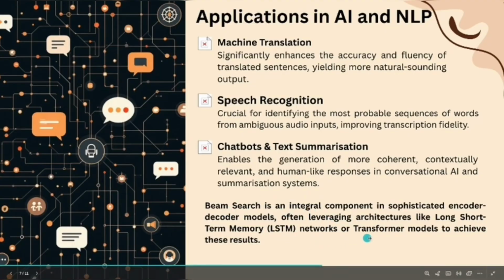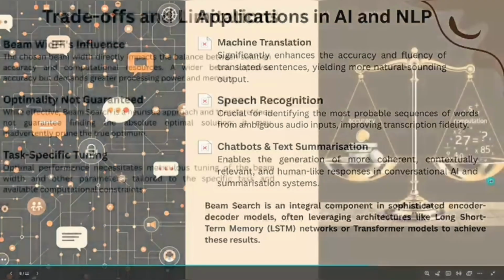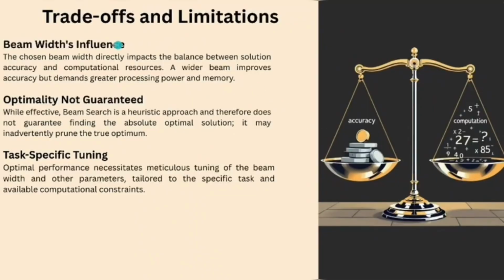So Vivek, I'll request you to go for trade-offs and limitations. So let's understand trade-offs and limitations. Beam search is powerful but not perfect. Here are some important limitations. Beam width affects performance. Bigger width means better quality but more memory and slower. No guarantee of the absolute best solution because we prune paths early. The best path might get removed. Needs tuning. Beam width and other parameters must match the task. So basically, it's a great algorithm, but it requires careful tuning.